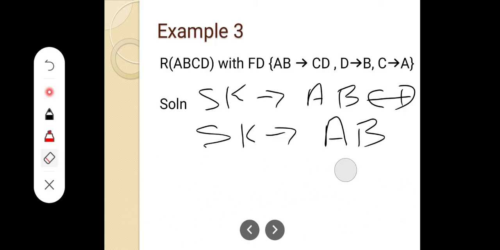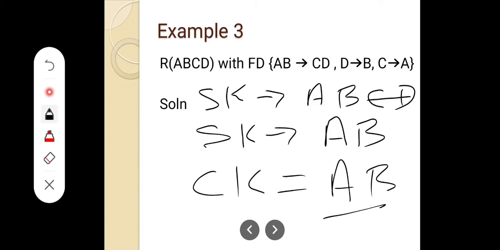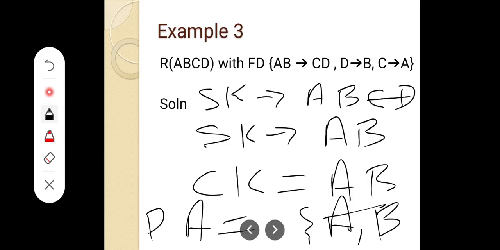So AB can be the candidate key. AB can be the candidate key also. And the prime attributes, what are the prime attributes? The prime attributes are A, comma B. A, comma B are the prime attributes.